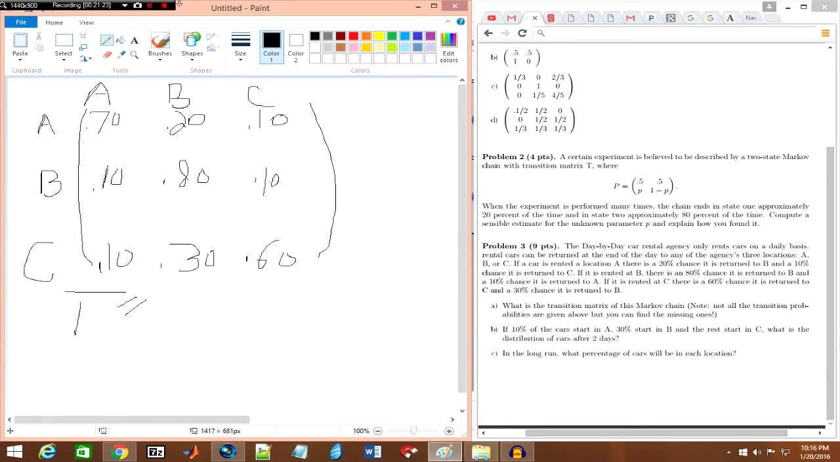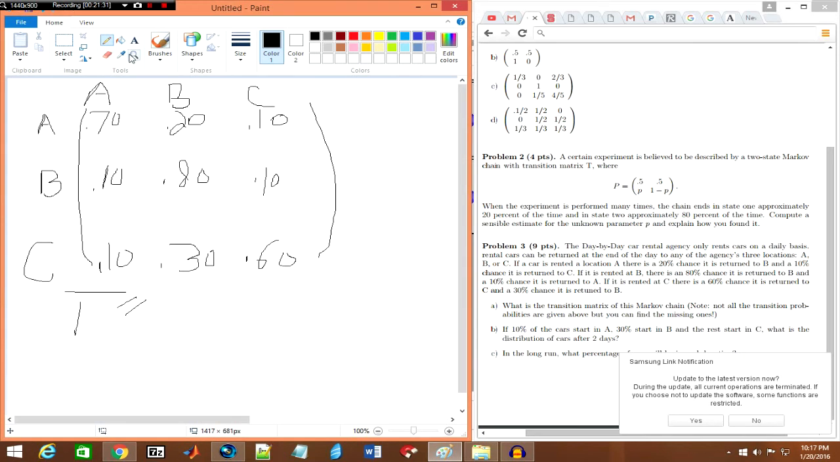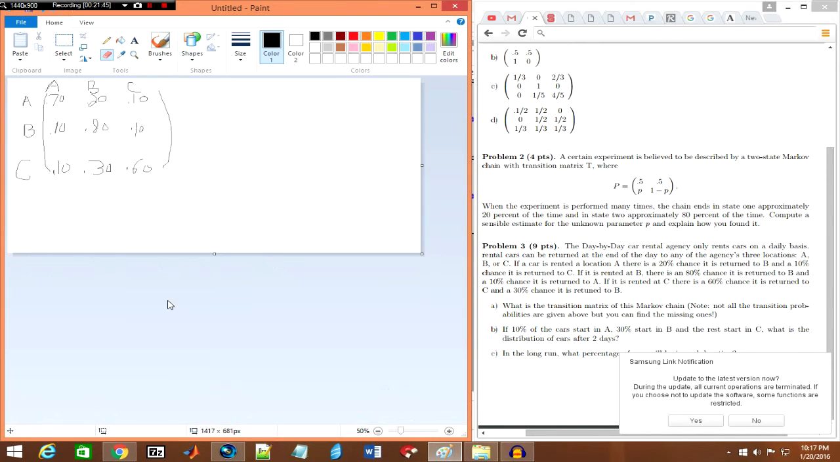So what do we want to do with this matrix? Where's the eraser? Where's the eraser? What the? Oh, here it is. I really wish they would have made this a little bit bigger. Anyway, so you know that's T. Don't have to waste my space. All right.